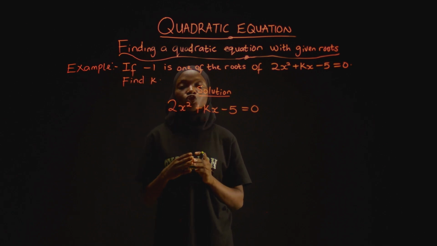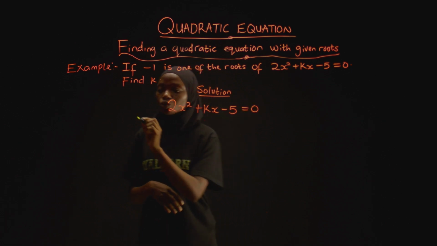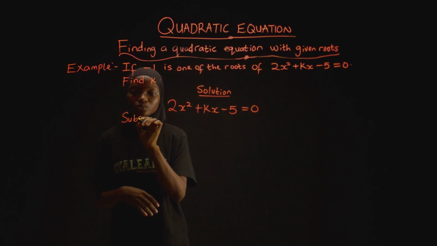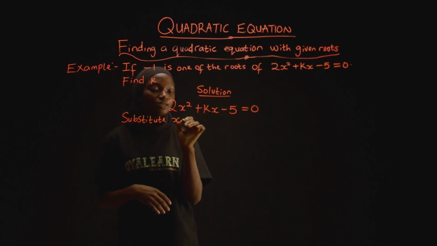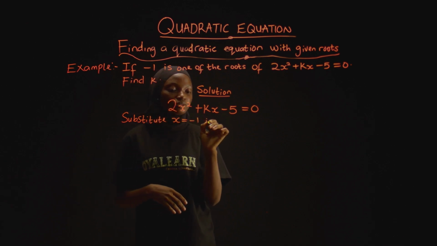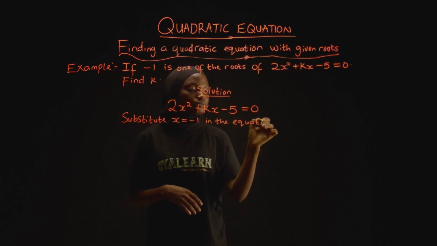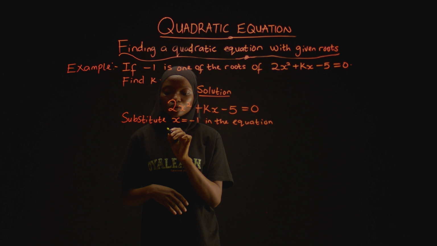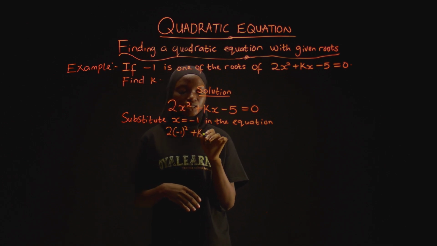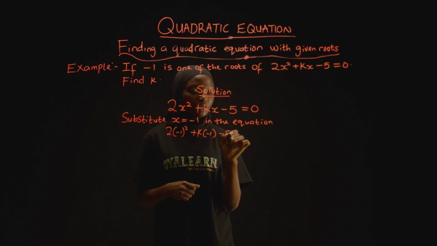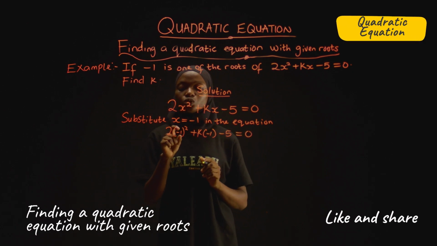So to find k, we substitute x as minus 1 in this equation. So substitute x equal to minus 1 in the equation. So we have 2 into minus 1 raised to the power of 2 plus k into minus 1 minus 5 equal to 0. Now here we have 2 into minus 1 raised to the power of 2.